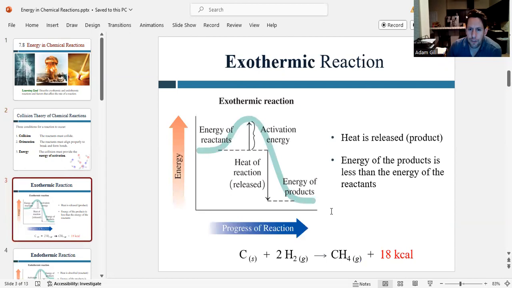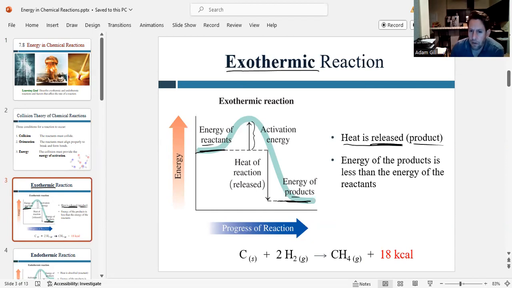And so we can draw what's called an energy diagram here. The y-axis is energy. The x-axis is the progress of the reaction. And so on the left side here, we have the energy of the reactants. And on the right side here, we have the energy of the products. And so in an exothermic reaction, heat is released, or it's a product.